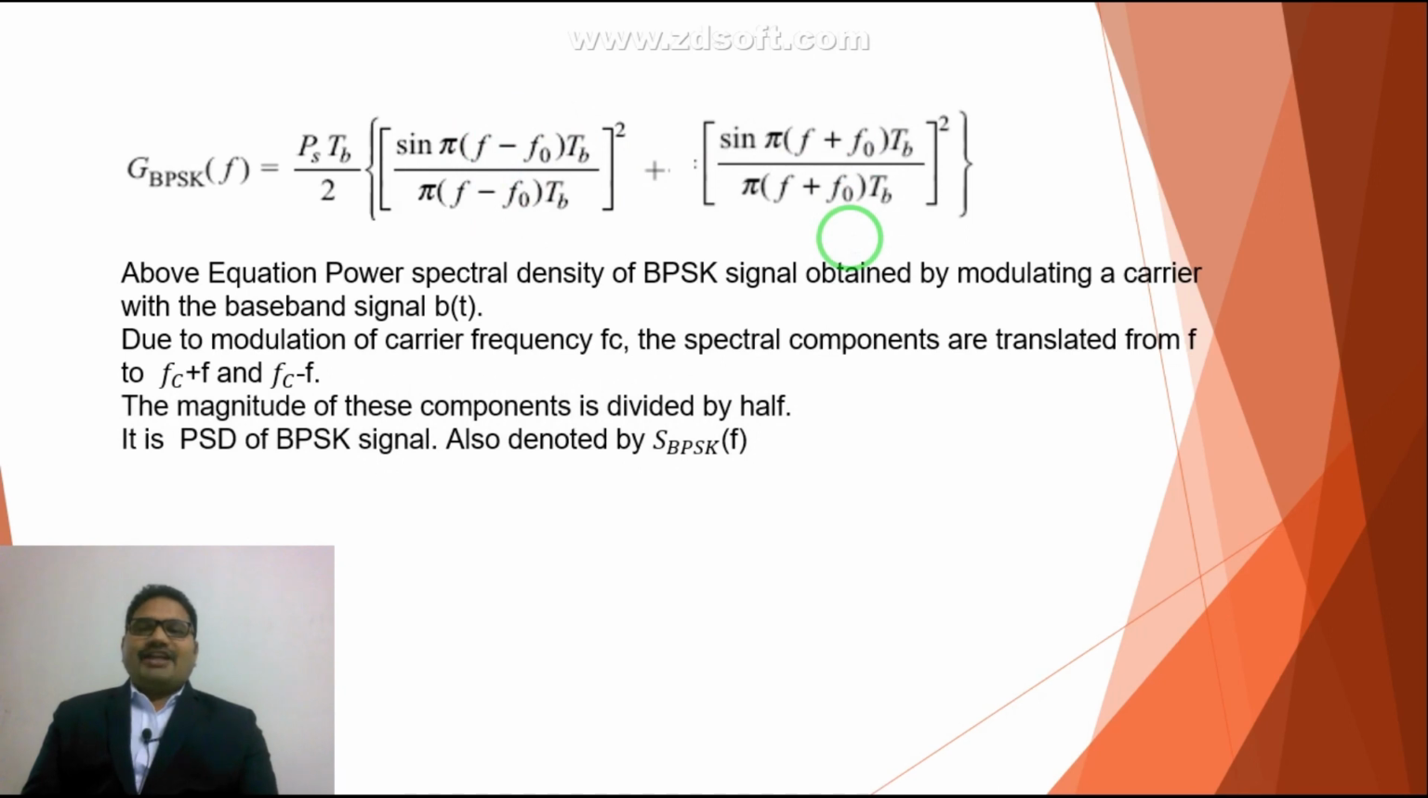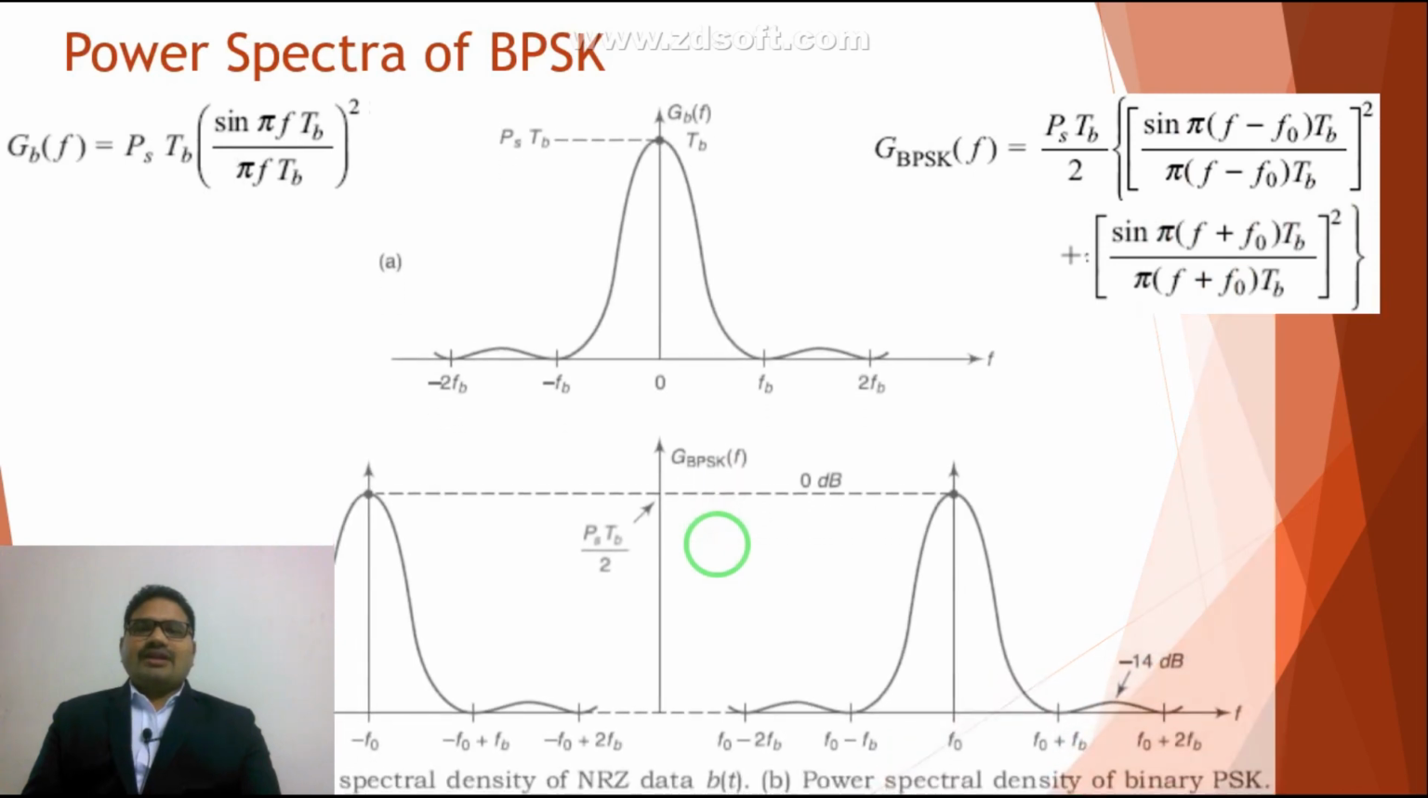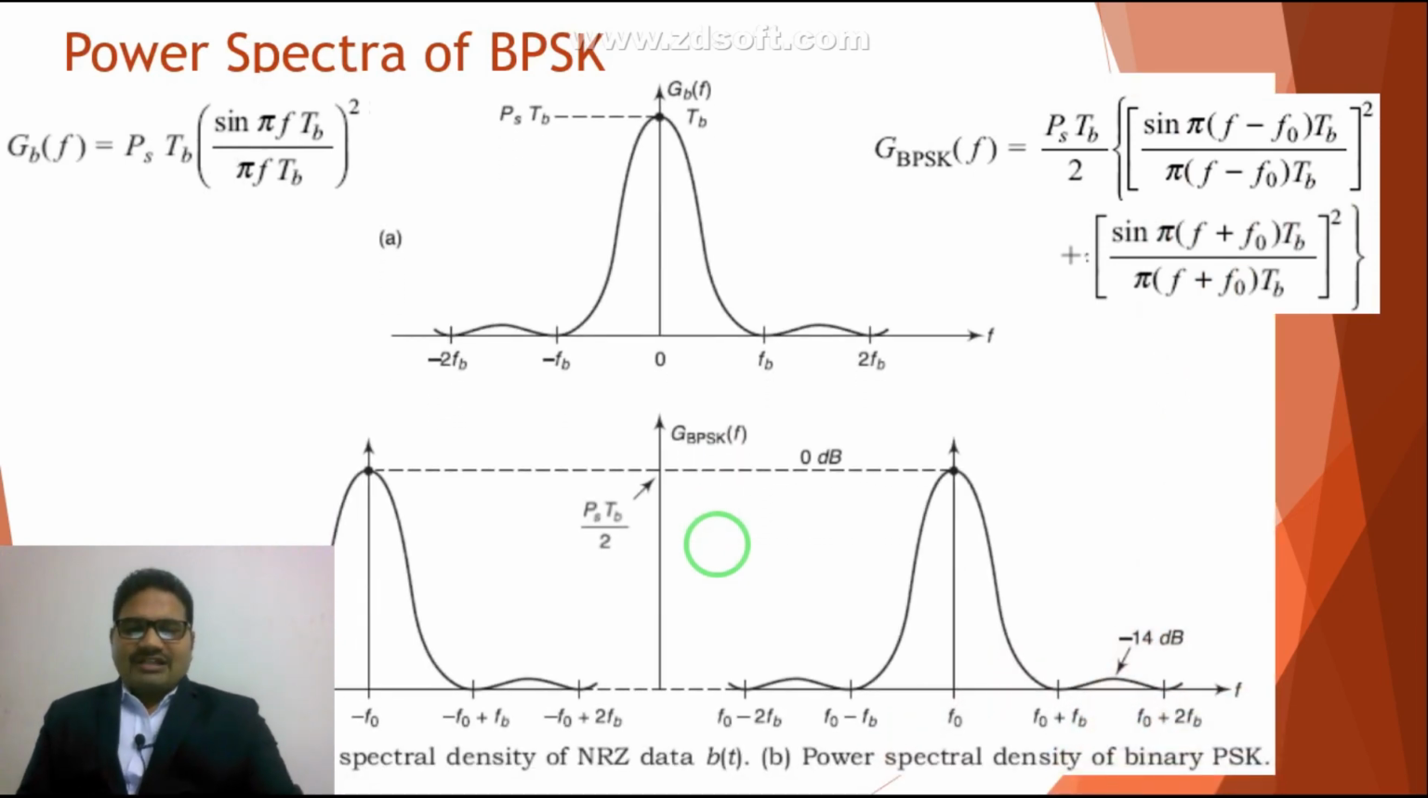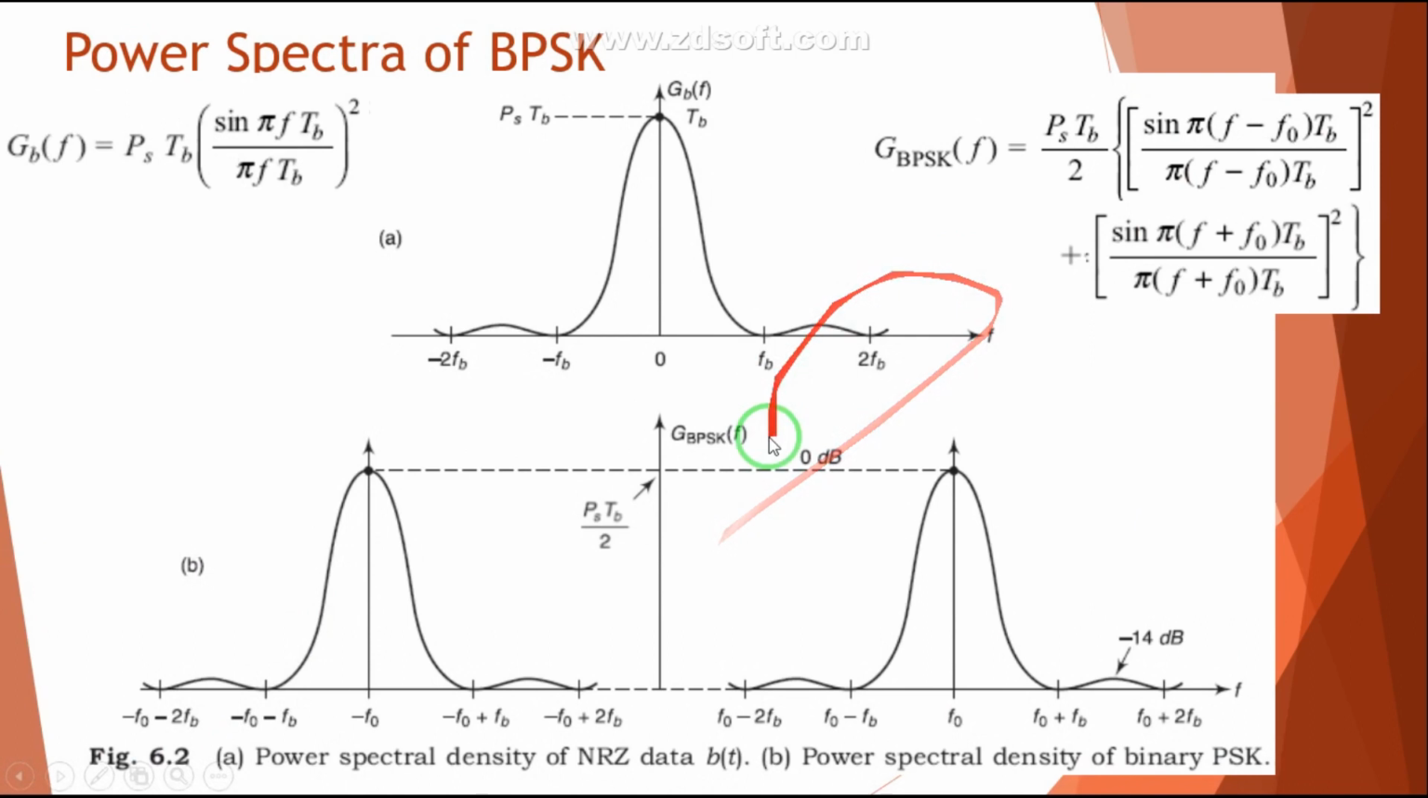So the magnitude of this component is divided by this half, and what is it? It is the PSD of your BPSK signal, which is also denoted by S_BPSK. It could also be denoted by G_BPSK, or S of f_BPSK. So it is one and the same. This is the power spectra of your BPSK signal.